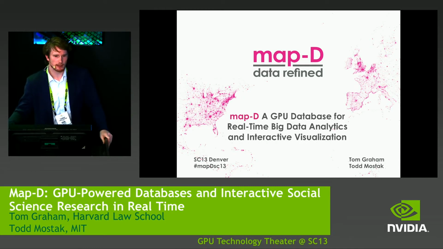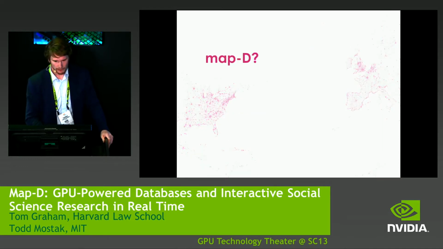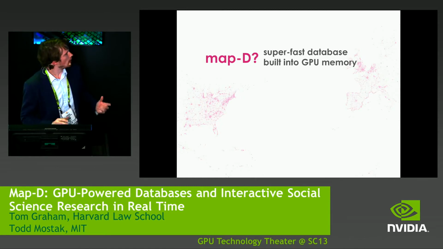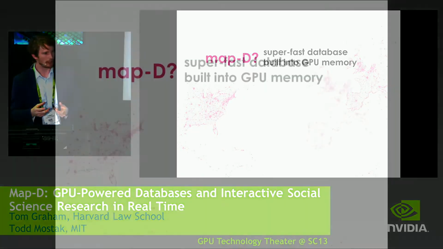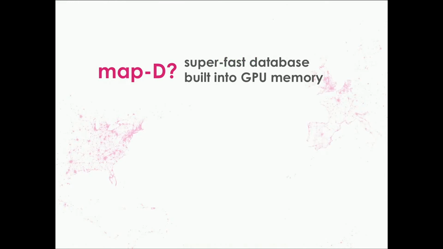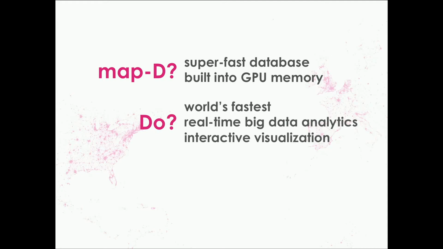We're here to talk to you today about the power of real-time and interactive big data analytics, particularly powered by our GPU in-memory database. So what is MapD? We built a super fast GPU database into the memory on the GPU cards. At the moment, we're using the K40 Tesla cards. What does it do? It's the world's fastest real-time big data analytics platform, particularly focused on interactive visualization.